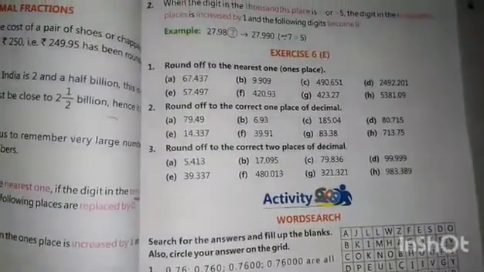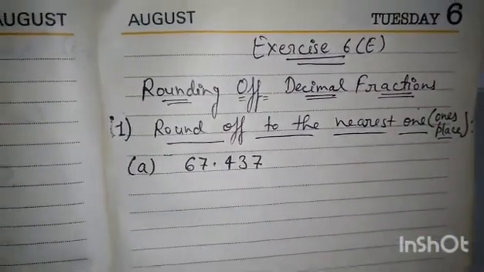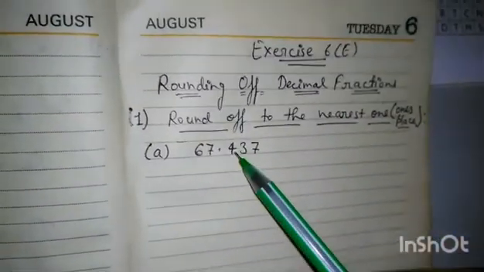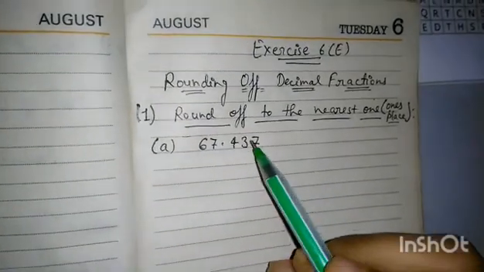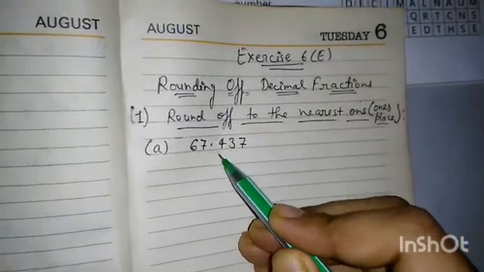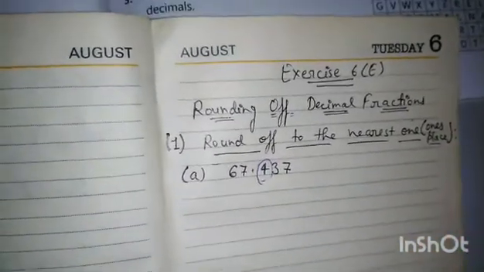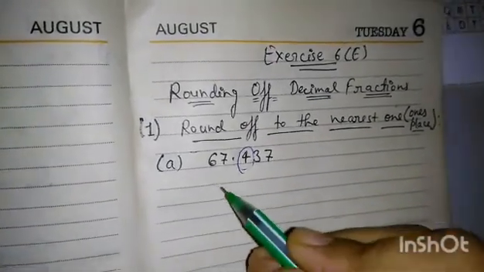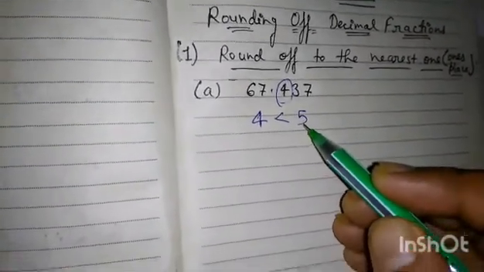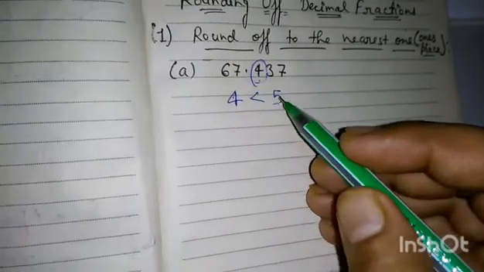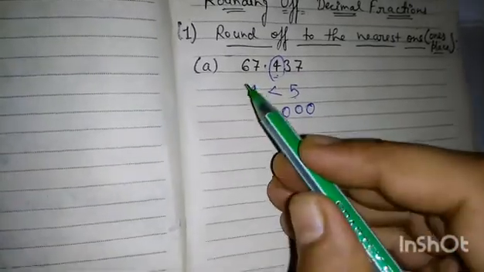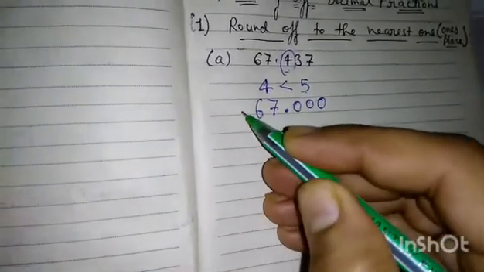Now come to exercise 6e. See exercise 6e, first question, rounding of decimal fraction. Round off to the nearest ones place. Here the first question is 67.437. For the nearest ones place, which digit do we see? The tenths place, that is 4. The tenths place has 4 in this number, and 4 is less than 5, so all digits after the decimal point are replaced by 0, and 67 stays as it is.